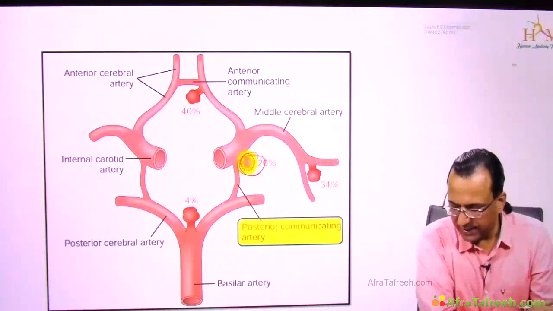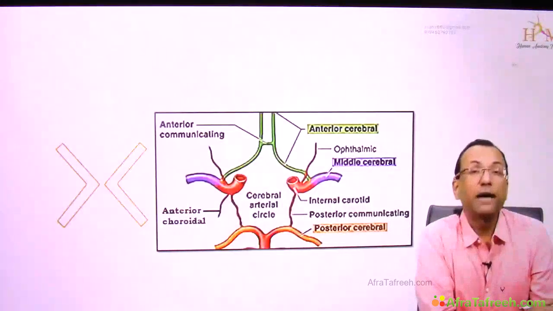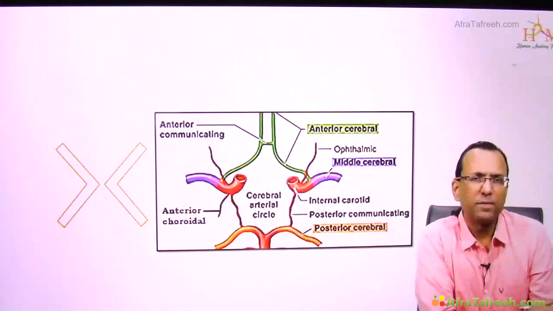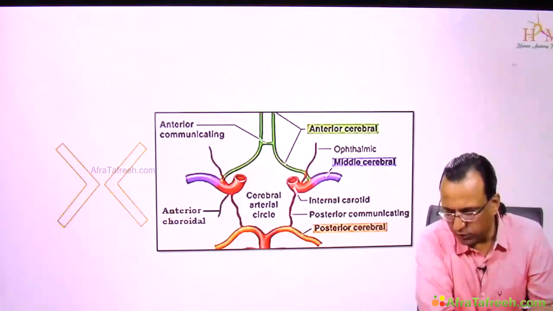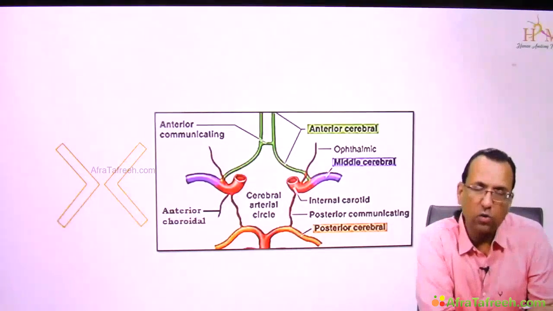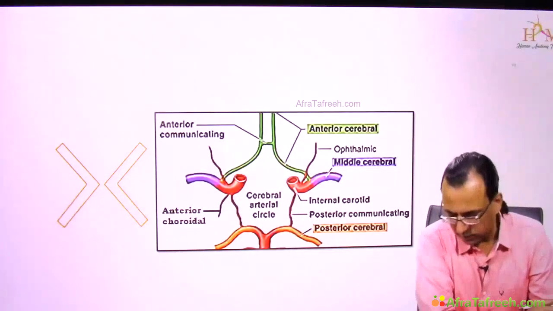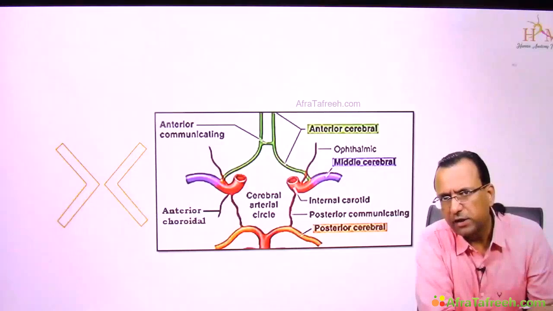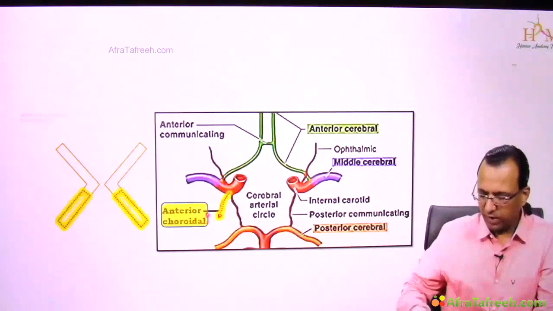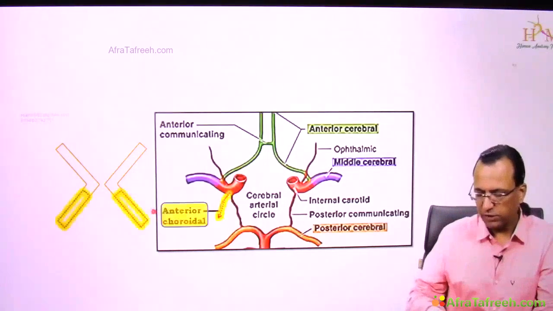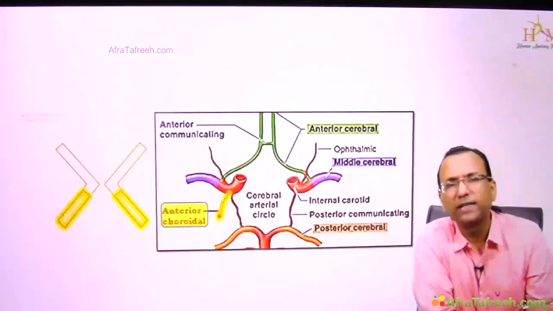Next, you have to discuss the internal capsule arterial supply. Remember, the internal capsule is a V-shaped arrangement of axons. Who is supplying the posterior limb? The anterior choroidal artery. So the anterior choroidal artery, a branch of the internal carotid artery, is supplying the posterior limb of the internal capsule.